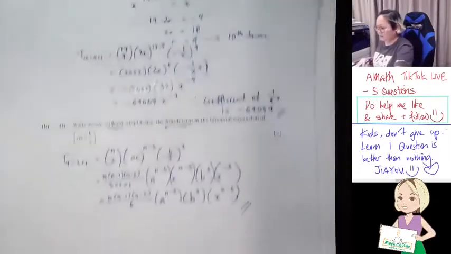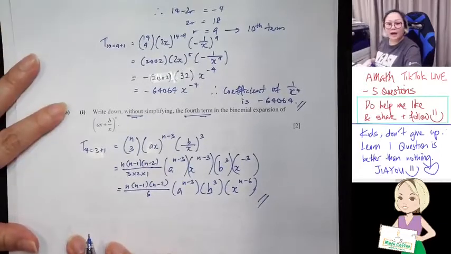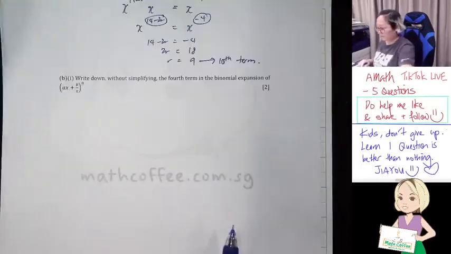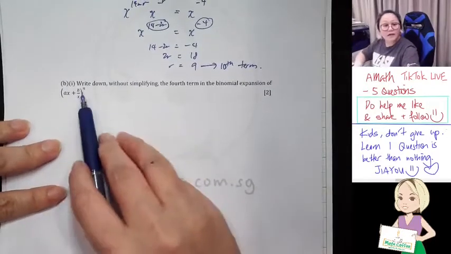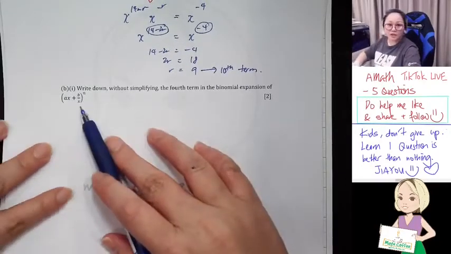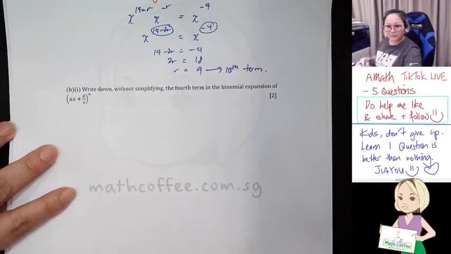Then after that, see here, this is another one whereby the power is n. They never give me. Okay, let's look at the question here. They say write down without simplifying the fourth term in the binomial expansion. So fourth term means that you have to use the general term again.